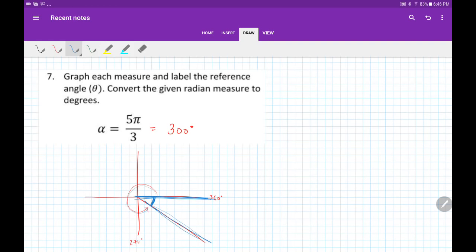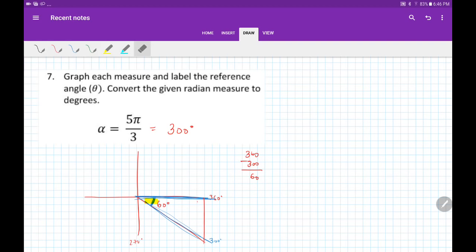Well, if this is 300 degrees and this whole thing is 360 degrees, if I subtract them, I will be left with my reference angle right here. So to subtract them, I'm going to do 360 take away 300, and I realize that there's only 60 degrees between where I'm at and my nearest x-axis. That's called my reference angle.